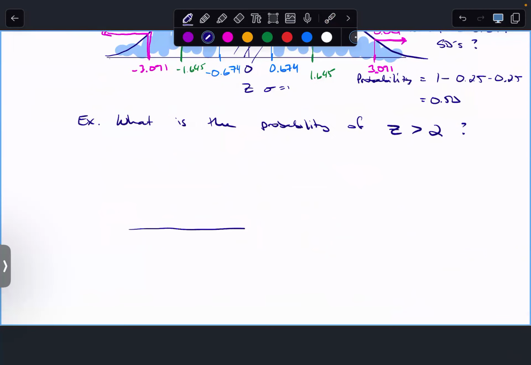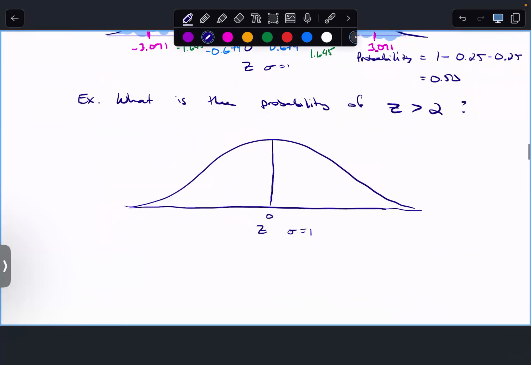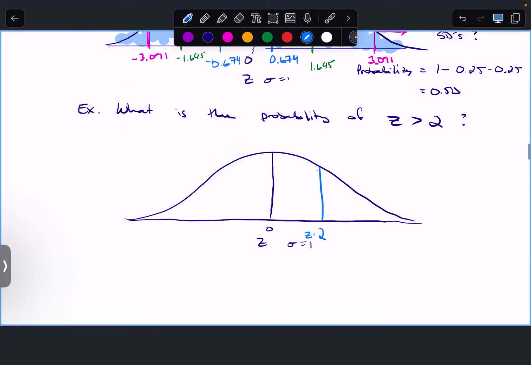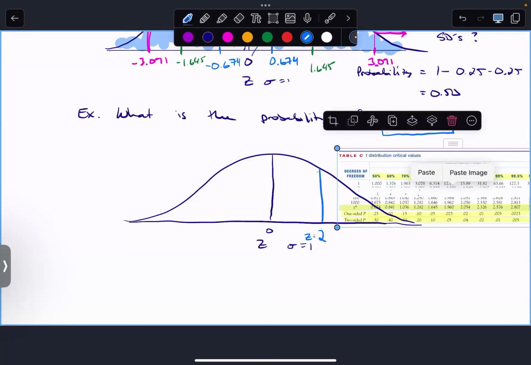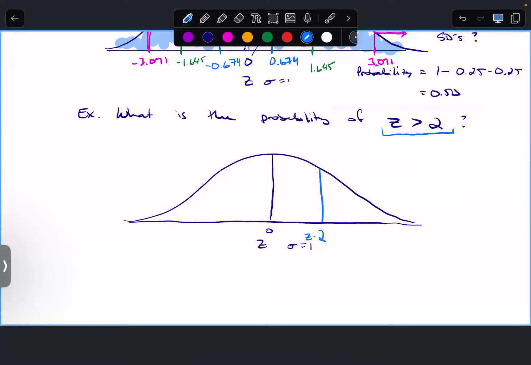What does this look like? Z is centered on 0 with a standard deviation of 1, and I have a Z of 2 that I'm interested in. Now from the table, oh, what's another thing I should be writing down here? If I want to find the probability, no, well, actually that is useful, but not yet. Keep it up my sleeve.